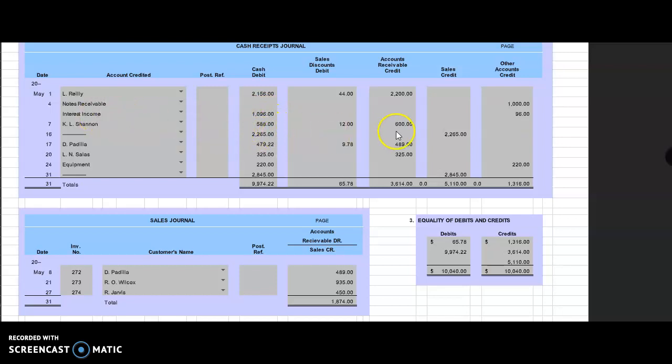So here's another one where they owed us money. We gave them a discount. So this is how much we actually collected.